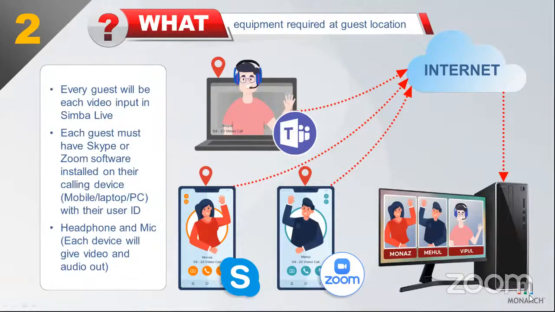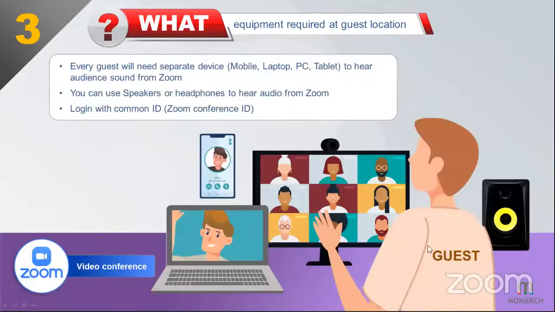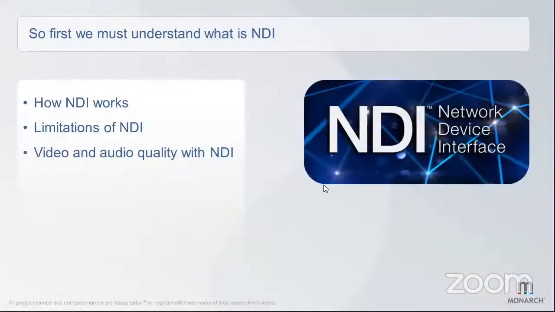Once it comes into Simba, we are able to show all these video inputs simultaneously. So the guest has to have a video input device, a mobile or a laptop, from where he is going to call. There will be a Zoom conference ID, and from that the guest is also able to interact with all the other different people who are connected in the Zoom meeting. So let's see how we are able to do this.